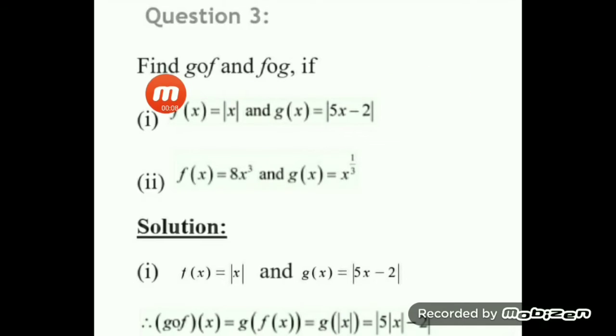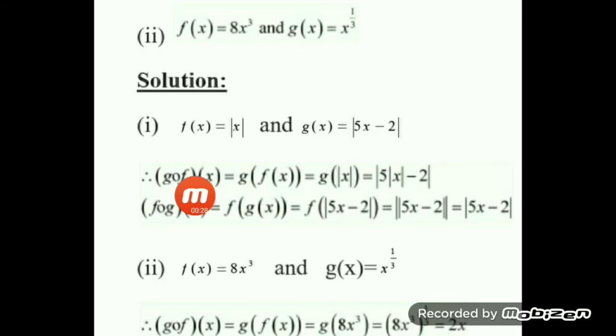Your question is, find GOF and FOG if f(x) is defined by modulus of x and g(x) is defined by modulus of 5x minus 2. And the second one, f(x) is defined by 8x cube and g(x) is x to the power 1 by 3, that means cube root of x. So first we'll find out GOF of x. Let us do it.